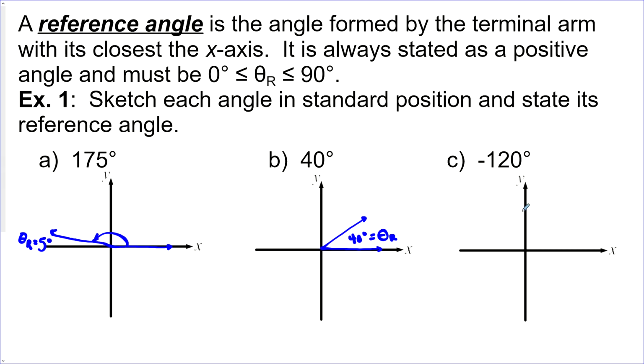Negative 120 degrees. So that means that we have an initial arm here, and we're going to go back this way. So that would be negative 120 degrees. Our reference angle is found on this side because that's the nearest x-axis to the terminal arm. So theta reference is 60 degrees, and always positive. It doesn't matter if it's above or below. We just want this angle as a positive angle.